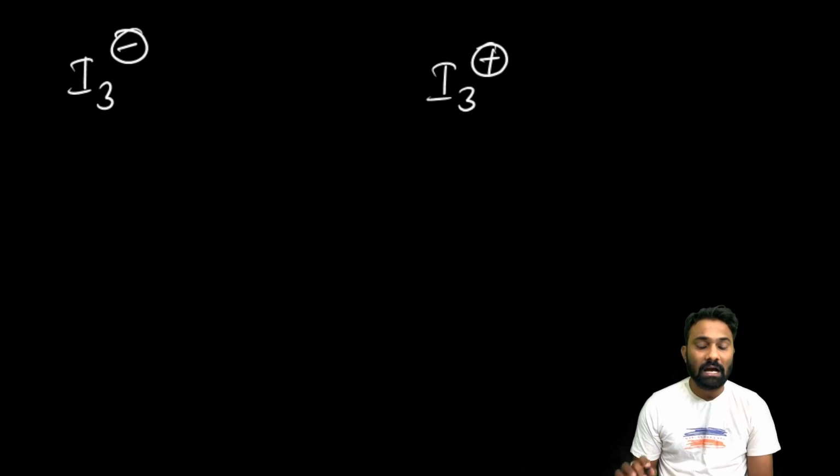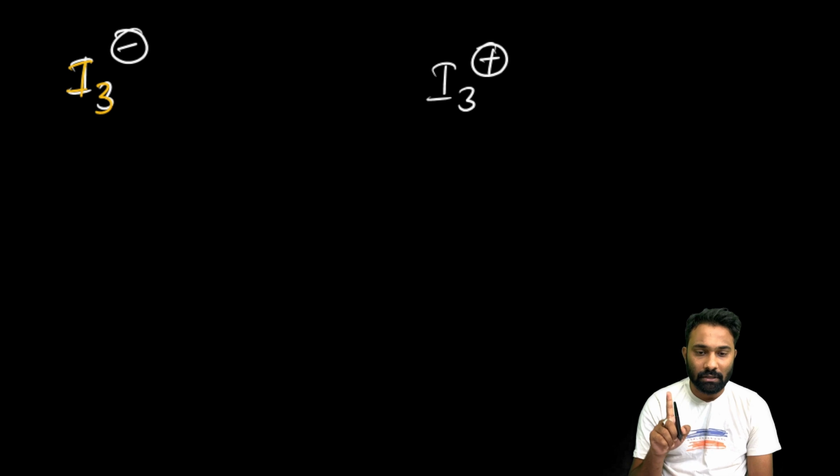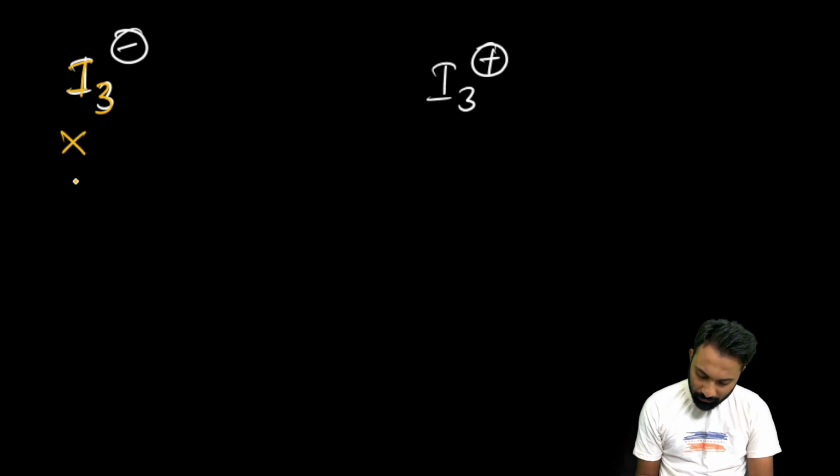Next, I3 minus and I3 plus. If they are given, normally how many valence electrons does iodine have? Here 3 iodines are there. So how to identify? Among the 3 iodines, you take 1 iodine as the central atom. 1 iodine contains how many valence electrons? 7 valence electrons. Negative indicates that 1 extra electron is added, right? Total 8 valence electrons. 1, 2, 3, 4, 5, 6, 7, 8.